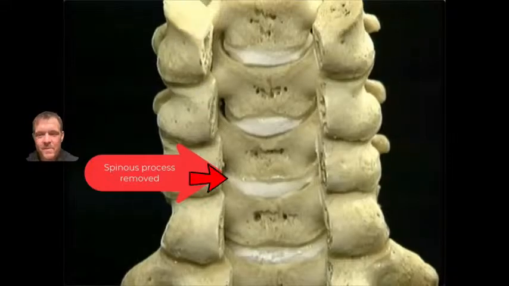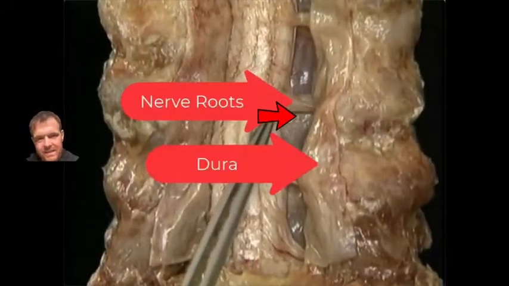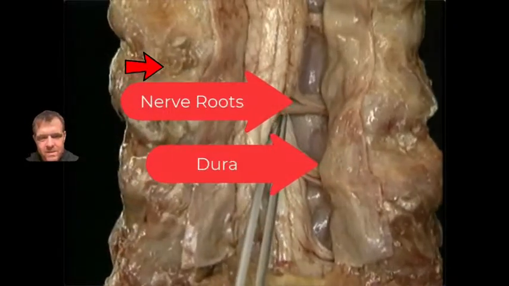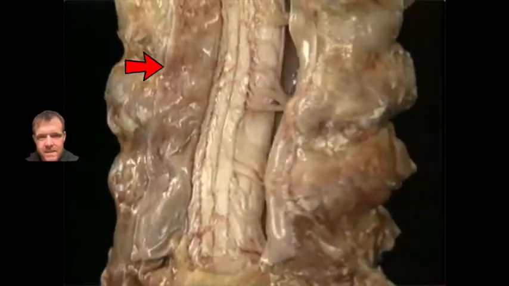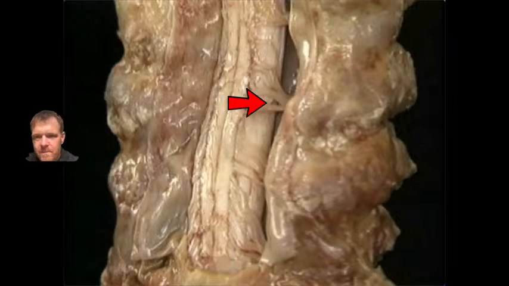Okay, so we've had the spinous processes removed, and here's your spinal cord, and then these are the nerve roots, and that's the dura on the side there. Let me just pause that there. Can you see these tiny, tiny little bits of nerve? These are the rootlets that we were just talking about. And can you see where they come together to form one root? Yeah, so we've got all these little rootlets coming together.